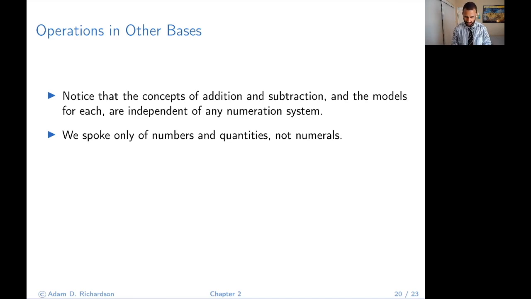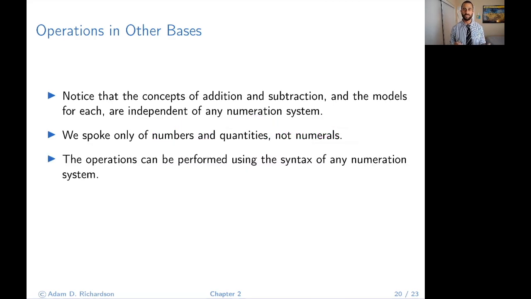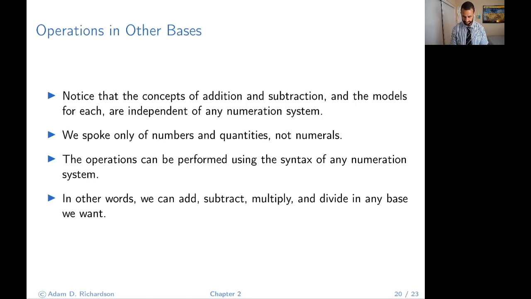We spoke only of numbers and quantities. We weren't talking about numerals when we were talking about addition and subtraction. Those are not things that you do to numerals, they're things that you do to numbers. So that means that you can perform those operations in any syntax of any numeration system. In other words, we can add, subtract, and divide in any base we want, even if it's not a base-ten system, right? Not everything is a place value system where you have a certain base. Addition and subtraction are prevalent, and multiplication and division. You don't have to have a numeration system to do them per se.